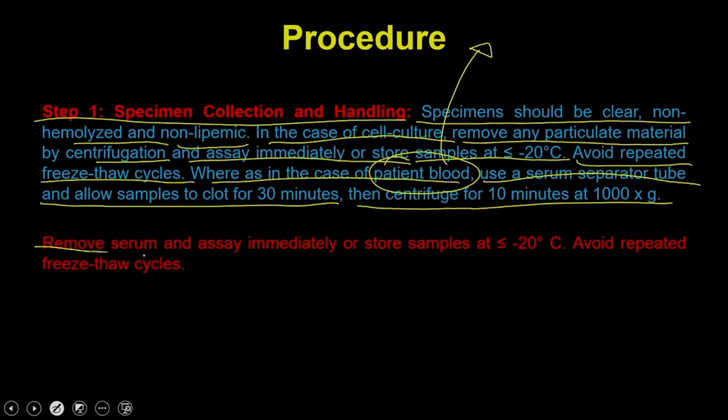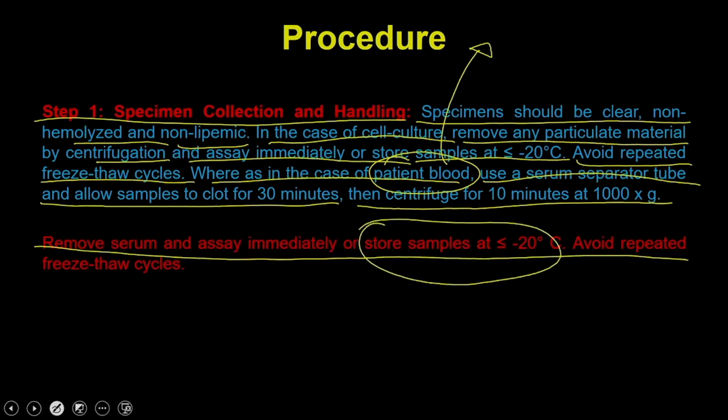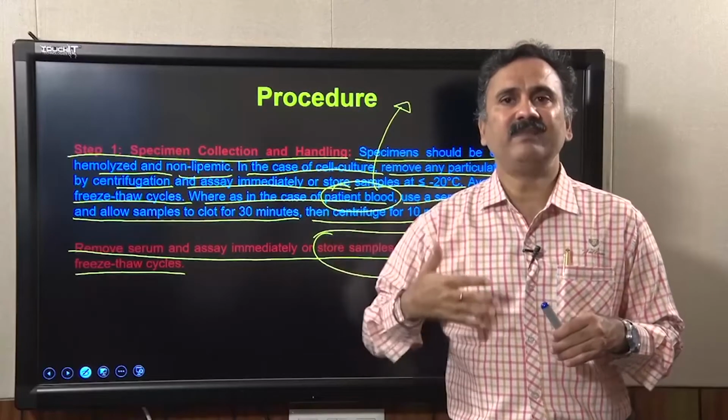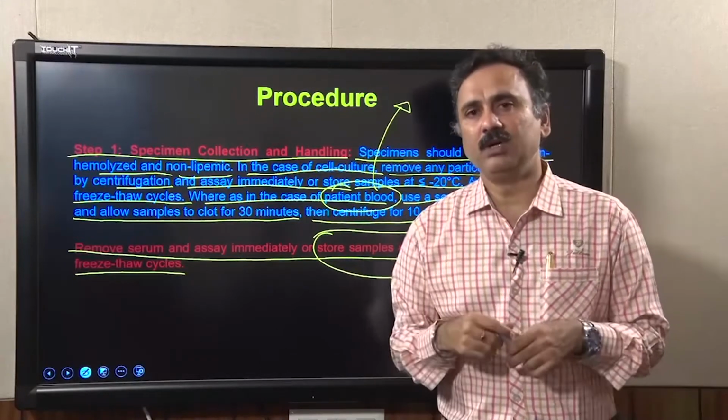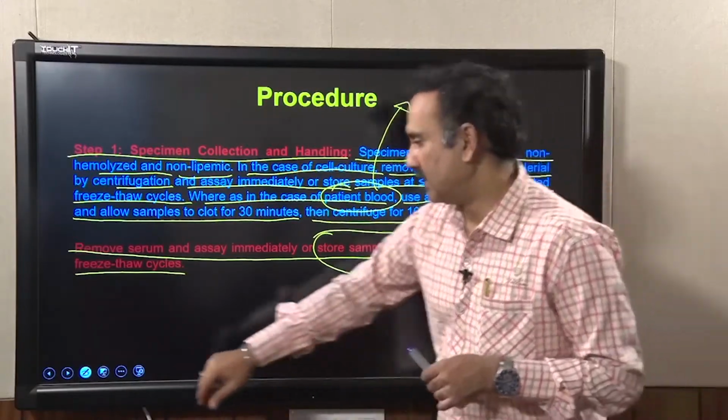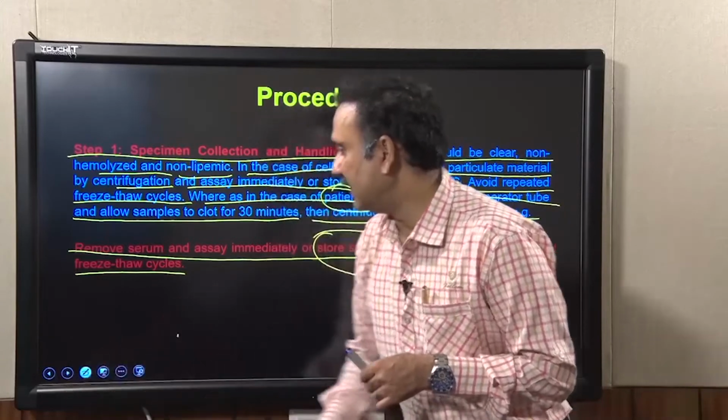You remove the serum and assay immediately, or you store it at -20 degrees. You avoid repeated freeze-thaw cycles. That is very important, because repeated freeze-thaw cycles are going to reduce the reactivity of the antigen against the antibody.